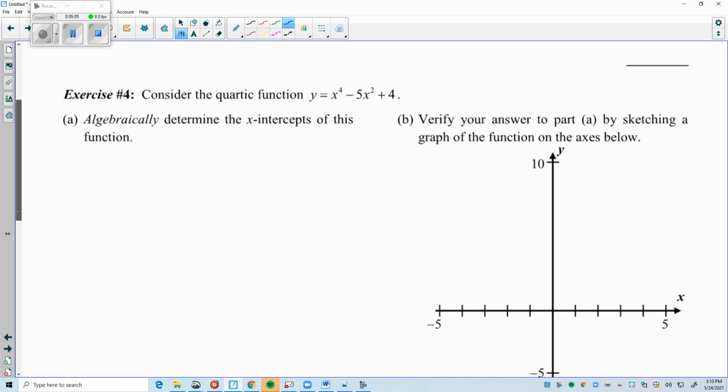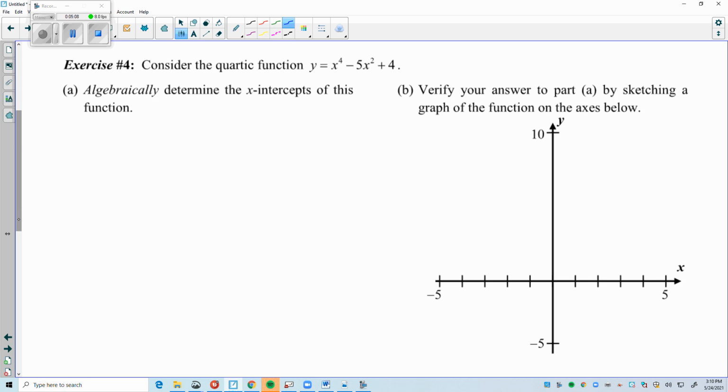So now we have what's considered a quartic function, an x to the fourth function. They're asking us to algebraically determine the x-intercepts of this. Okay, so just like we did before, we're going to have to factor this. I know we've never factored a quartic, but it works just like if I said to you, think of this as being x squared minus 5x plus 4. It's going to work the same way, okay?